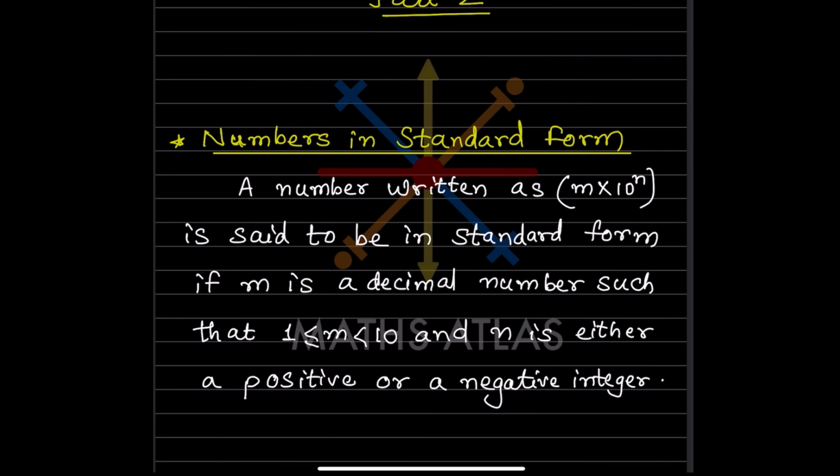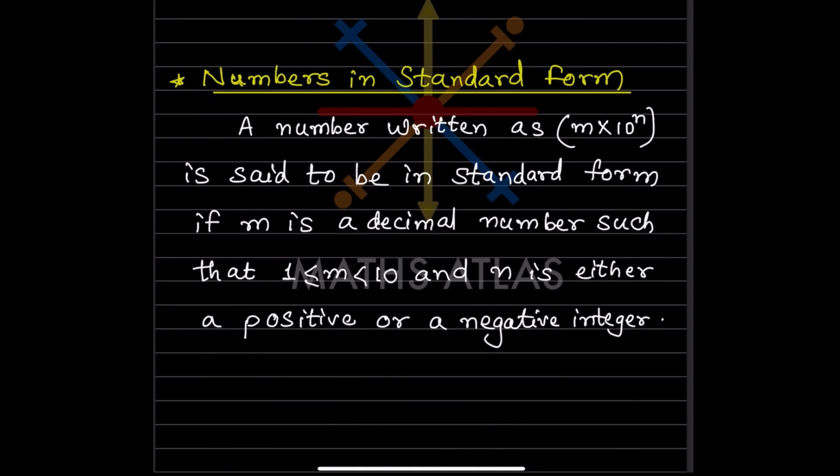A number written in the form of m into 10 raised to n, where m can be any number, is said to be in standard form. Here m is a decimal number such that 1 is less than or equal to m, and m is less than 10. So m will be either 1 or greater than 1, but less than 10. And what will n be? n is the exponent, and it is going to be either a positive or a negative integer.